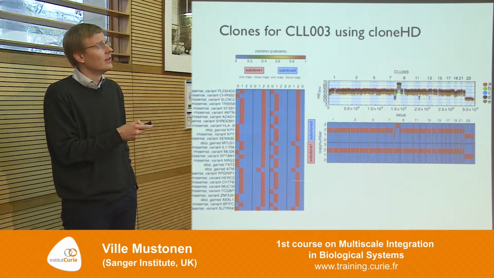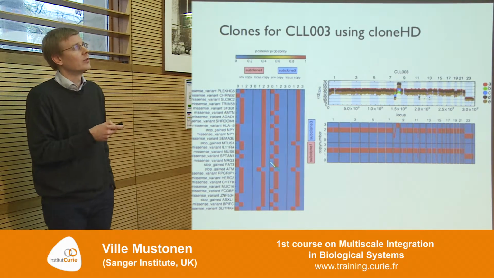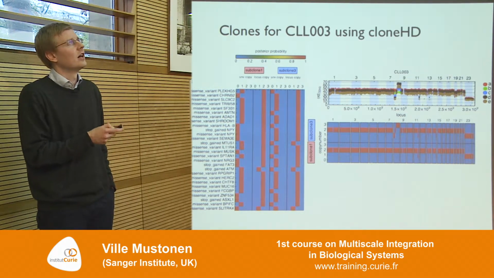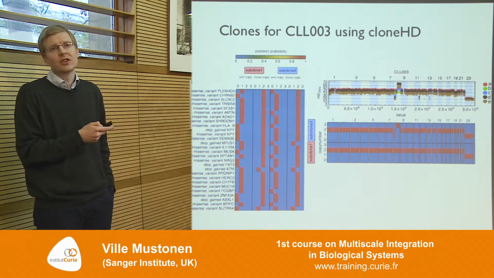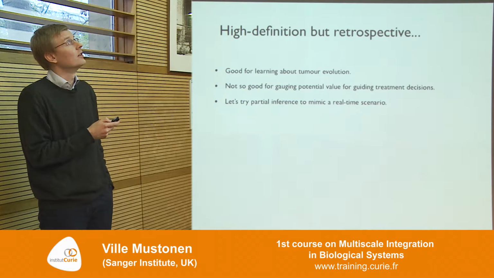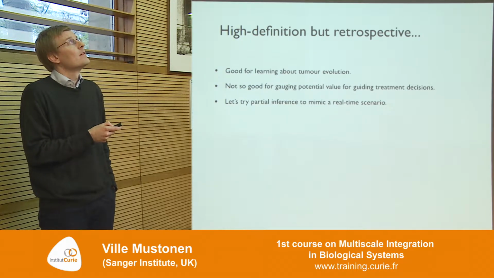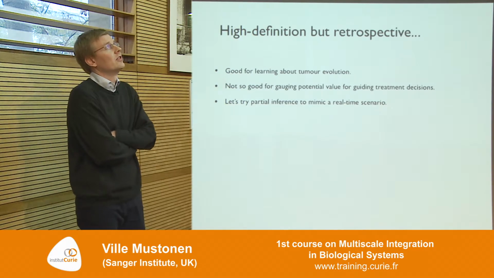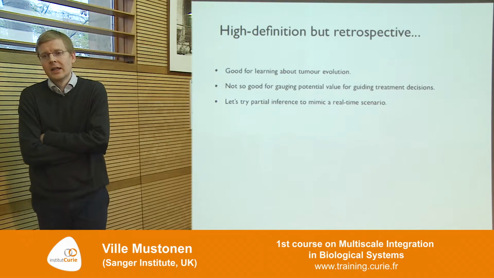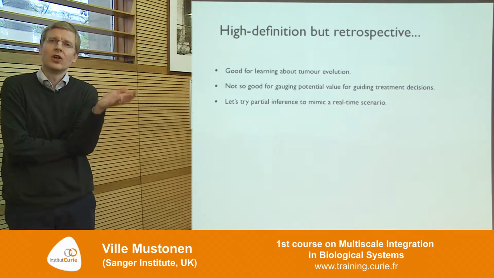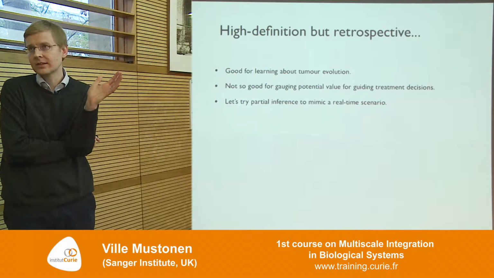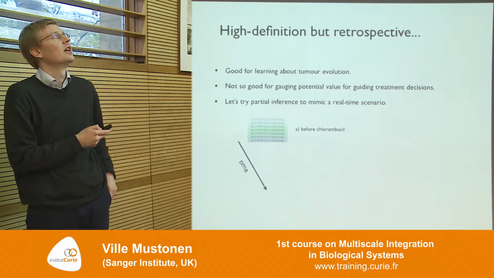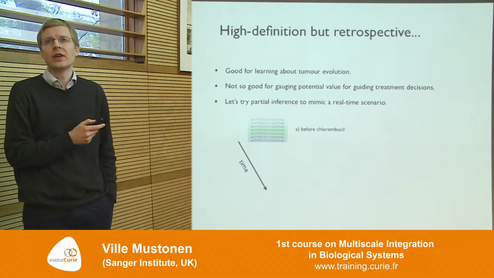But suppose you want to use something like this in the clinic, there's still a fundamental flaw here. This is really nice, high resolution information, but it's retrospective. So that's a problem. It's good for learning about tumor evolution, but not so good to actually see if it would help in the clinical setting. And we wanted to have a look if there is some room for that. So how well would this work? We basically formed 5 different data sets. So we divided the whole data set into 5 different ones.